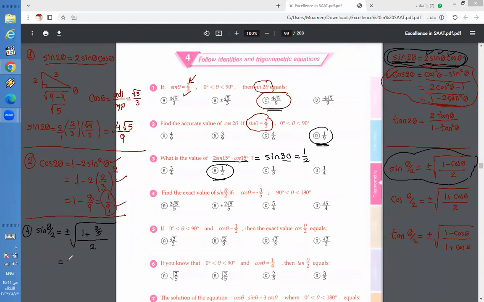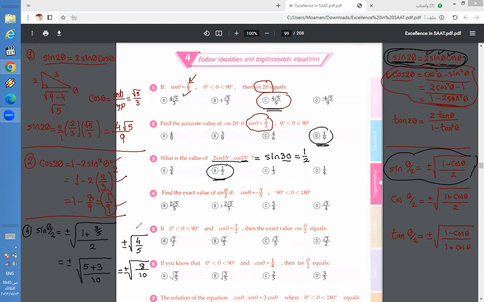Okay, so now we substitute. It's positive or negative, and then we multiply by 5 down and 5 up. 1 times 5 equals 5, and 3 over 5 multiplied by 5 equals 3. Then 5 plus 3 equals 8 over 10, and 2 times 5 is 10. 8 over 10 divided by 2 is 4 over 5, positive or negative.